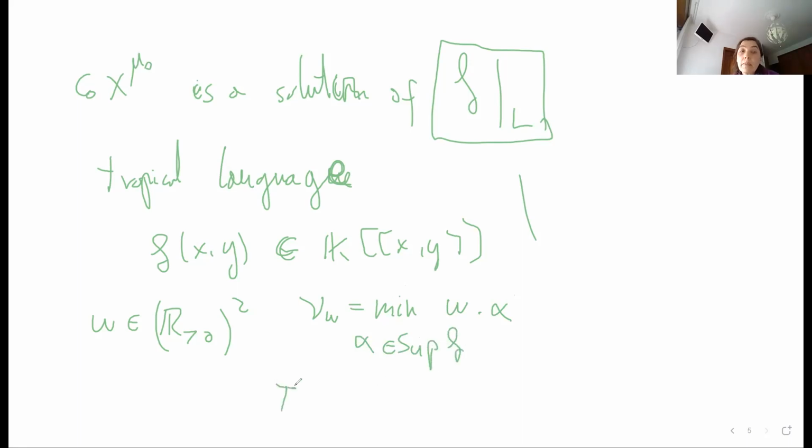And the omega initial part of f to be the terms of order, the omega order, that is the sum of a_ij x to the i, y to the j, where omega times (i,j) is equal to the omega order of f.